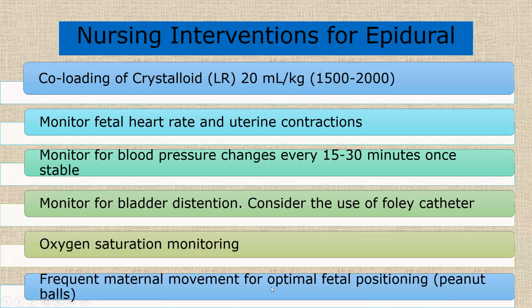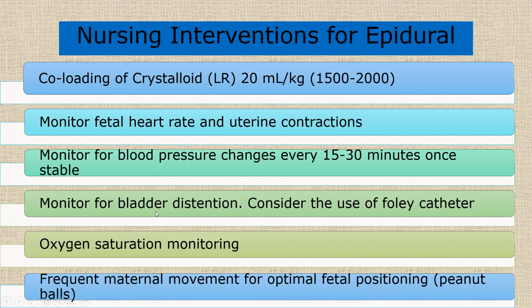So here are nursing interventions for that epidural. Also can be used for a spinal. So that co-loading of some sort of crystalloid. We're going to be watching that fetal heart rate closely, monitoring that blood pressure very closely until stable, looking for bladder distension. Evidence-based practice tells us that we don't have to have an indwelling catheter for every patient that has an epidural, but some facilities are still using indwelling catheters for the entire epidural length of time.